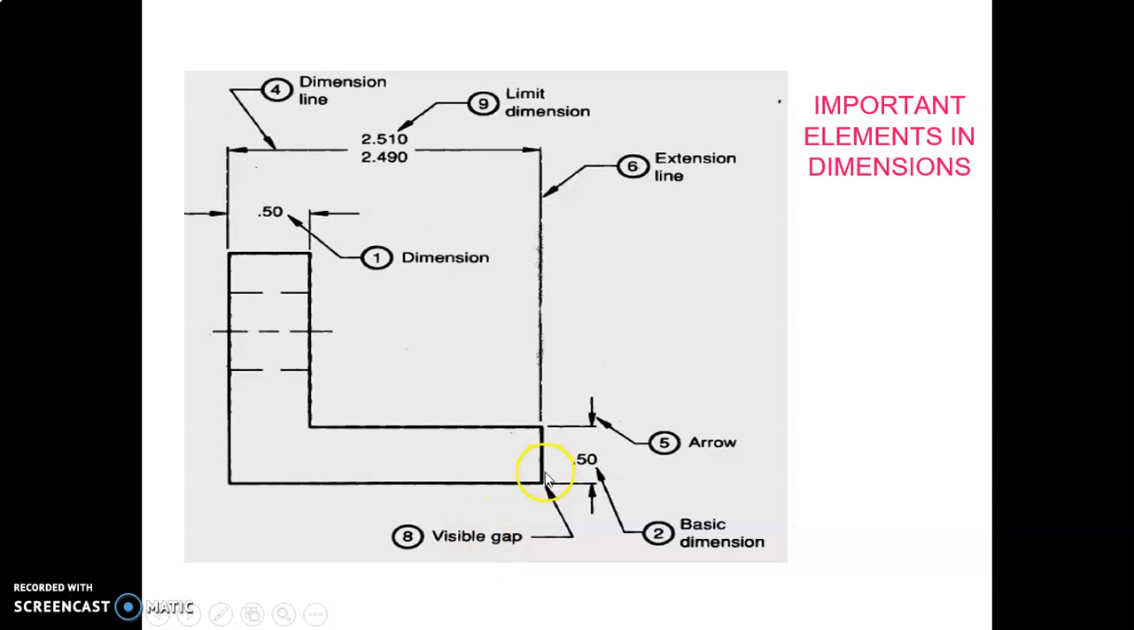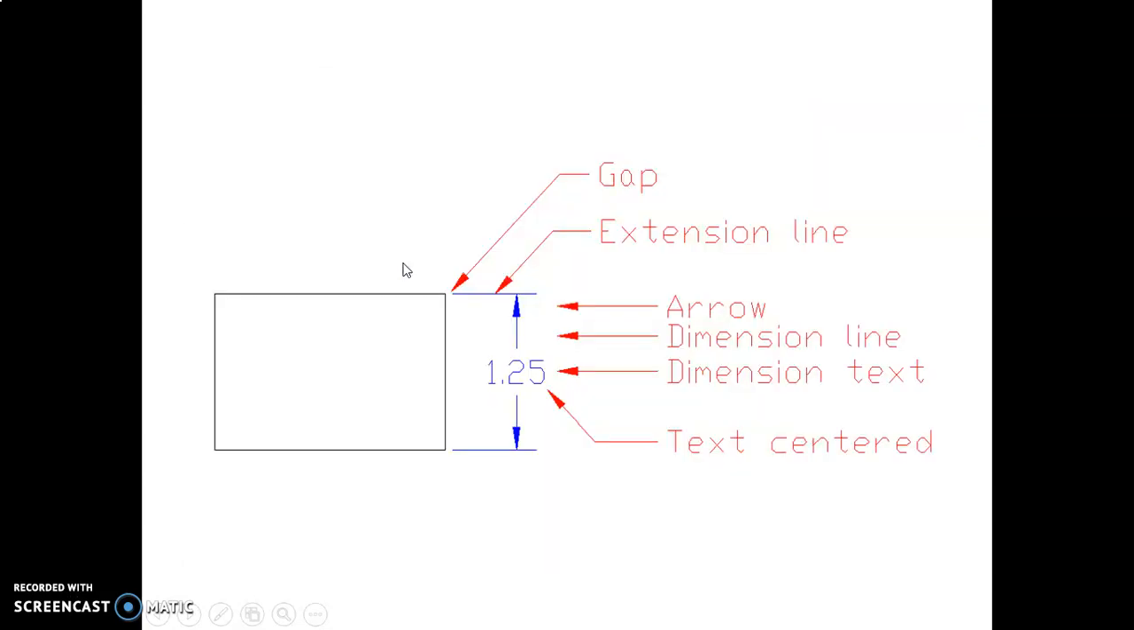Visible gap between the drawing and the dimension line. Okay, so this is dimension. So what you need to do, for example, you have a rectangle, so you have to put a gap between the drawing and the extension line. Jangan buat terus bersambung, kena ada gap sikit. This is the extension line, and then we have the arrow. This is the dimension line, the dimension text.